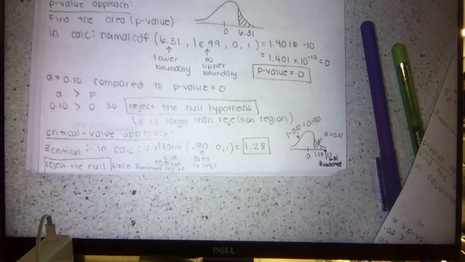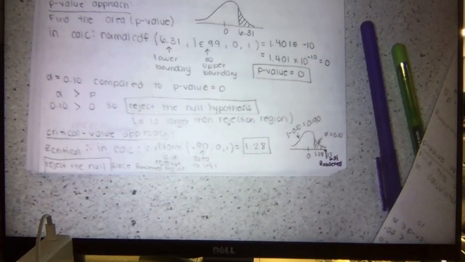That's going back to proportions again, so we can see another one of these. The next one's going to be a two-tailed test, so that way we can see how that works out.